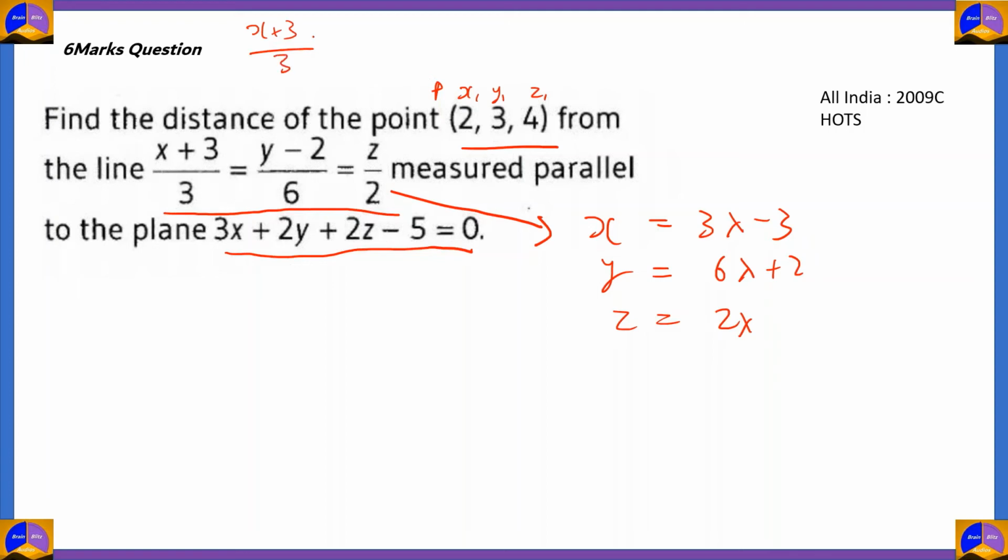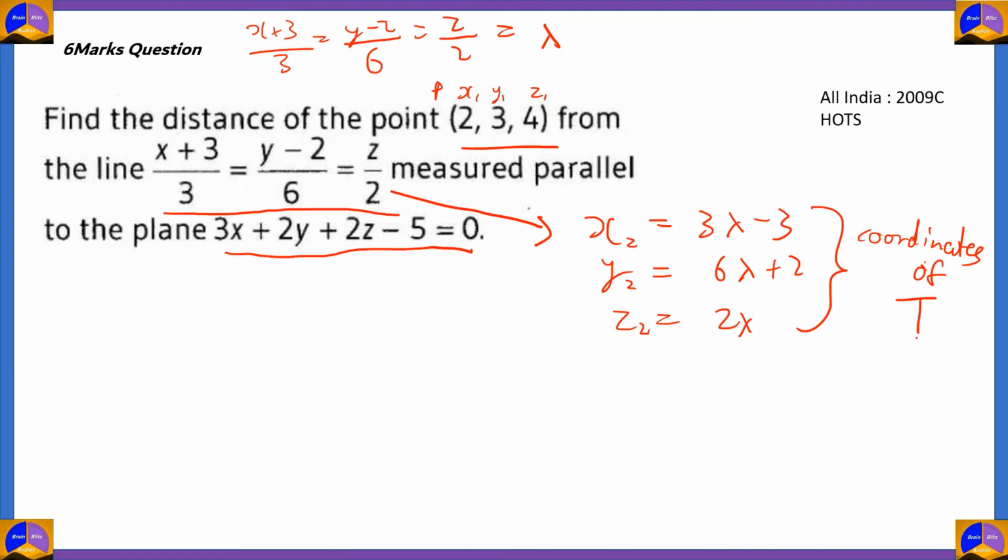X plus 3 by 3 is equal to y minus 2 by 6 is equal to z by 2 will be equal to a constant lambda. And so for each of these, I've just rearranged it in the form of their coordinates. So x, y, and z. But these aren't just x, y, and z. These are x2, y2, and z2. Again, coordinates. Now let's consider the point to which these coordinates belong as a point T.